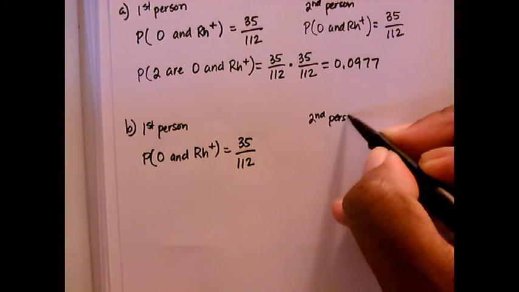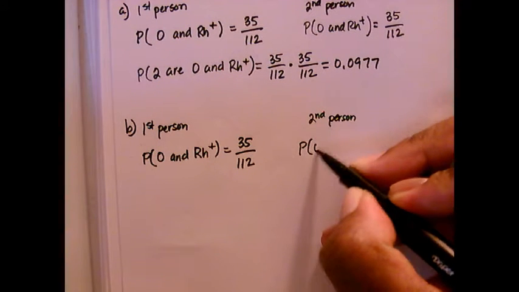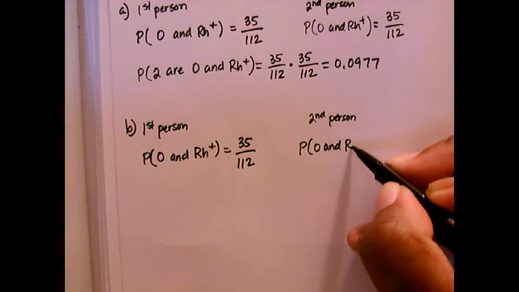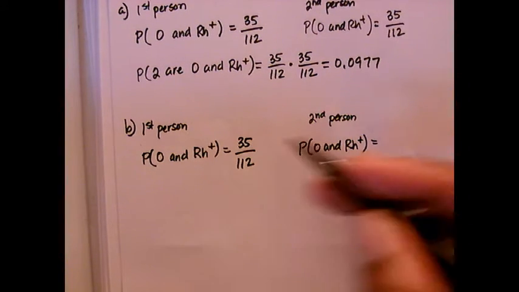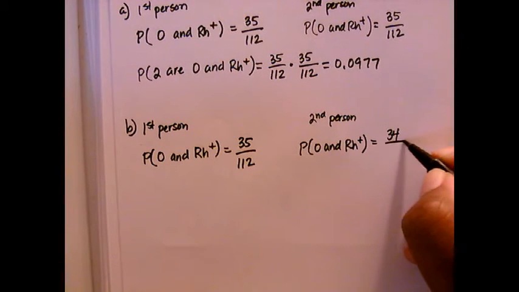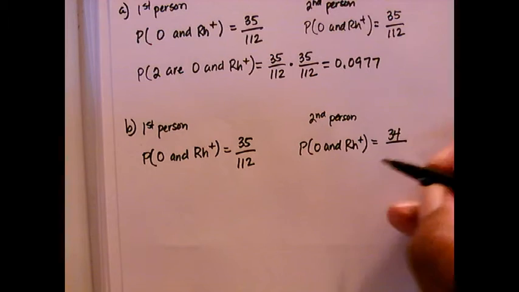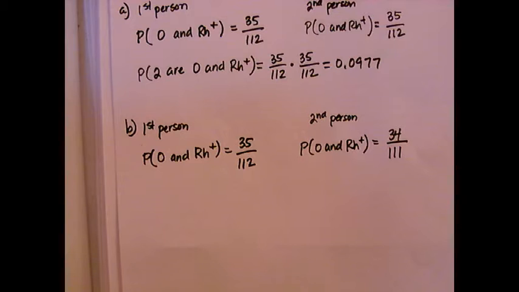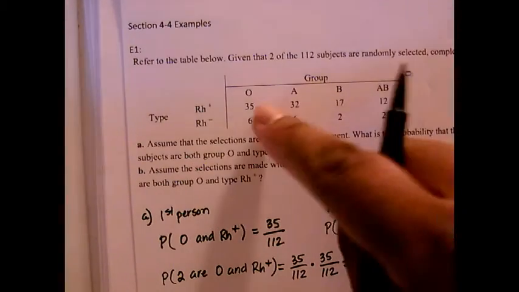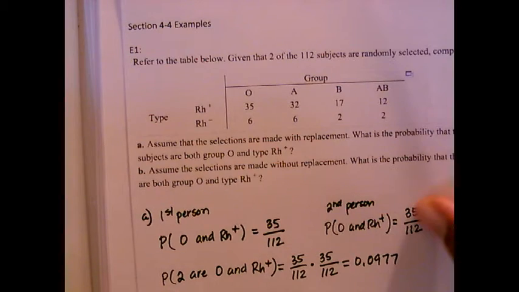So for the second person that we select that has group O and type Rh plus, the numerator and the denominator will decrease by 1. So instead of 35, I'm going to have 34. And instead of 112 subjects, I'm going to have 111 subjects. And that's the example of without replacement. Here, the sample size decreased by 1 on the second selection, and the number in question that you're dealing with, we started off with 35, it's going to decrease by 1 as well.